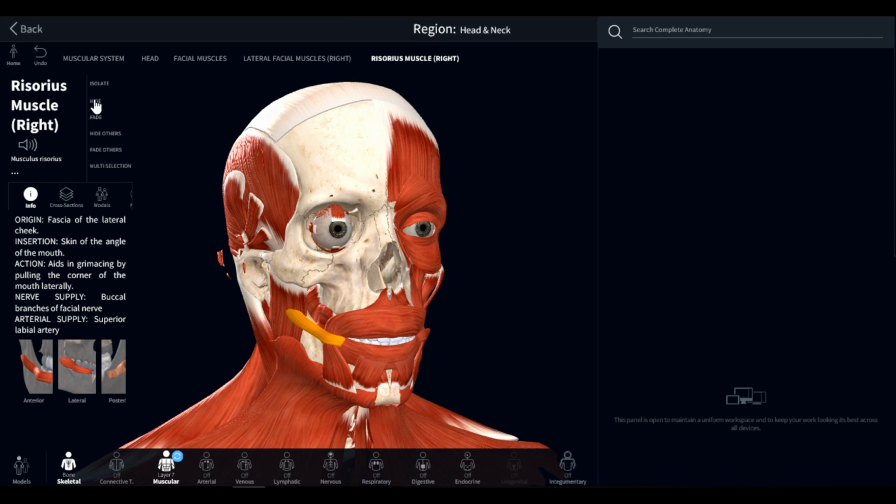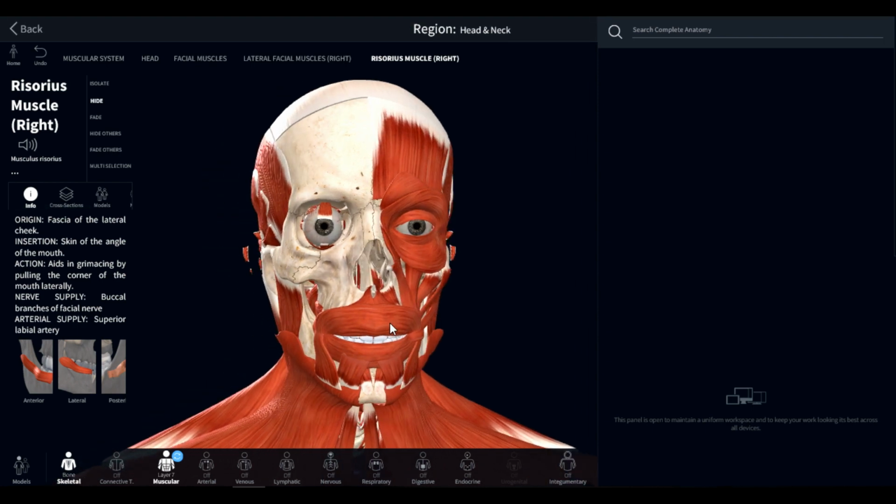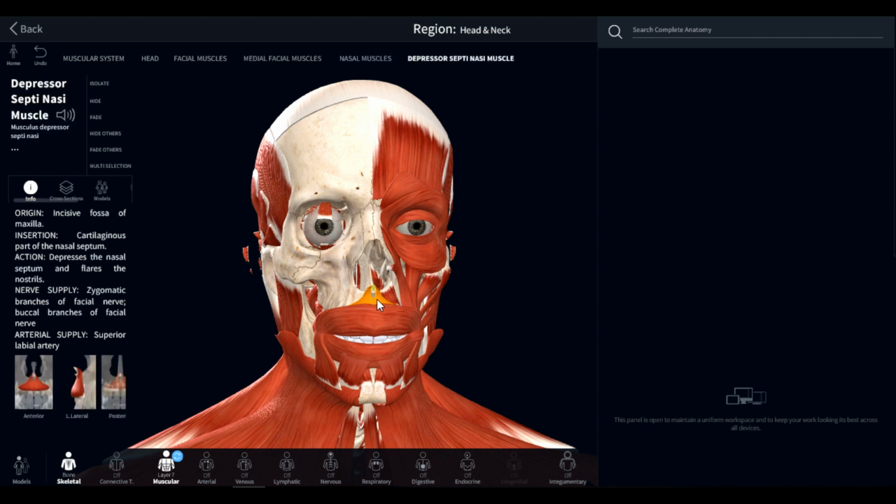So this is the risorius muscle. We hide that. Just before we move on to the muscles near the mouth, we can look at this muscle known as the depressor septi nasi. Now, this is a muscle, as the name suggests, involved in depression, so it pulls down the skin of the nostril. It has a nerve supply by the zygomatic branch of the facial nerve, and the arterial supply for this muscle is by the superior labial artery.